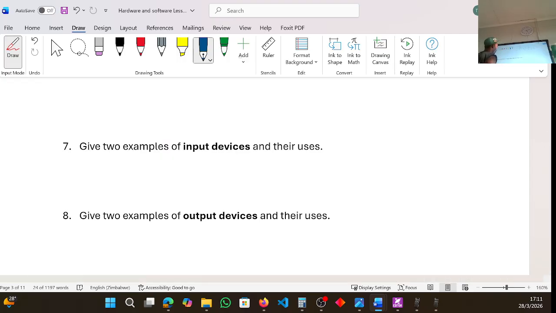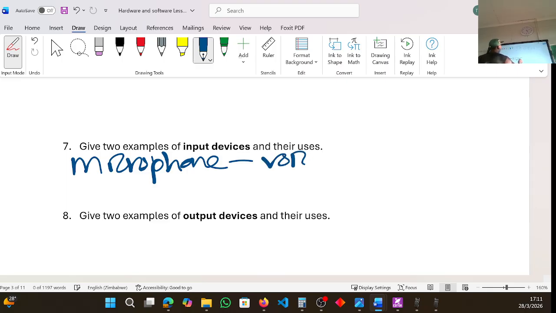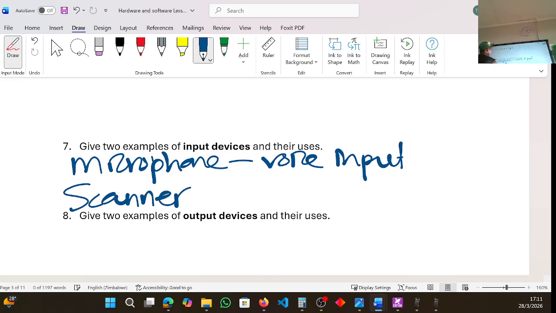Now, give 2 examples of input devices and their uses. So 2 examples of input devices, we spoke about a microphone, and this one, it captures voice. So it's voice input into the computer system. Then we can talk of a scanner. It can be taken as an OCR, that's optical character reader. It reads what's on paper and converts it into digital format.